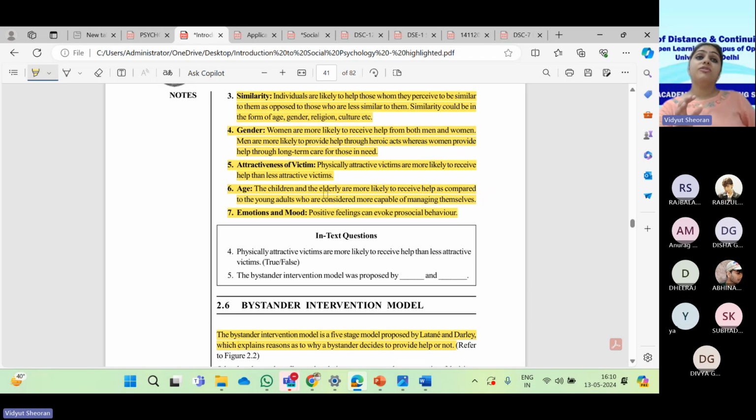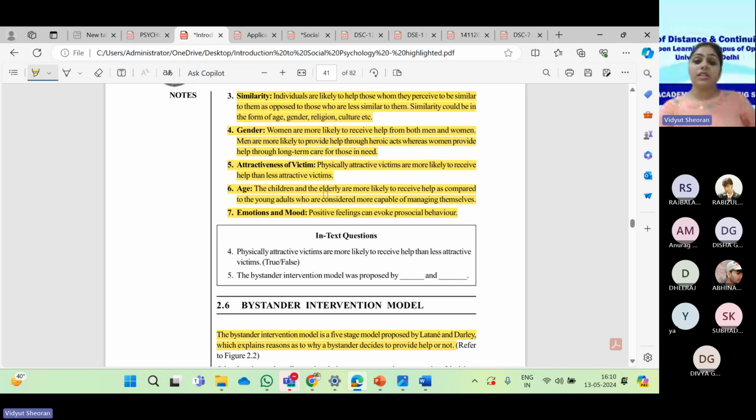Why? Because women have more of a tendency to be sensitive, to help more as compared to men. It's not that men don't help at all, but the way they help is very different from the way women help. Women give more of long-term help, long-term care.